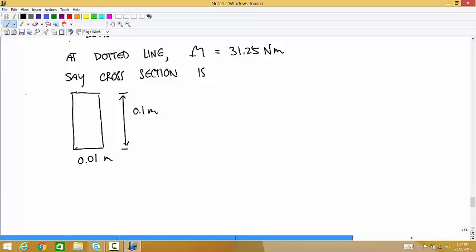And let's calculate the stress here, here, and here. So the first thing we have to do is calculate I. So the area moment of inertia about the neutral axis is 1/12 times the width, 0.01, times the height cubed. So what do you get for that?